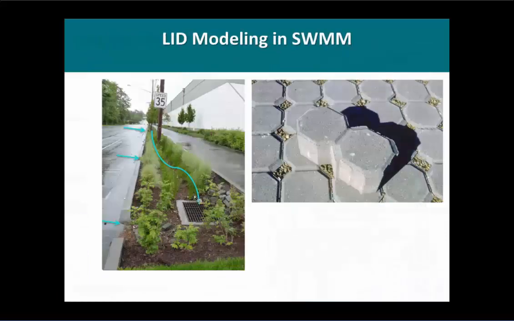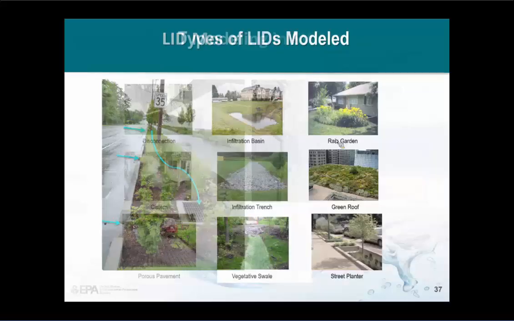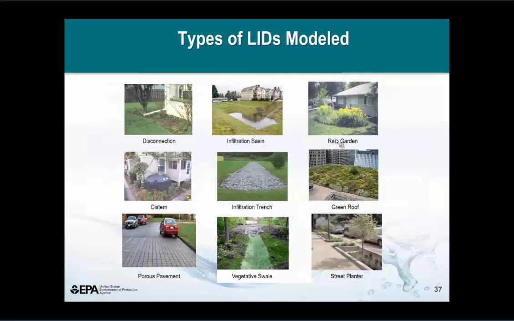The reason why I became involved with SWMM is because of LID modeling. As you know, for urban environments, you get a lot of runoff. If you can put in vegetative swales or permeable pavement or something to start to get more infiltration, less runoff, and less run through urban environments, hopefully you have a more resilient, natural-type system. SWMM can model a lot of LIDs, low impact development: disconnection, infiltration basin, rain garden, cistern, infiltration trench, green roof, porous pavement, vegetative swale, and street planters.